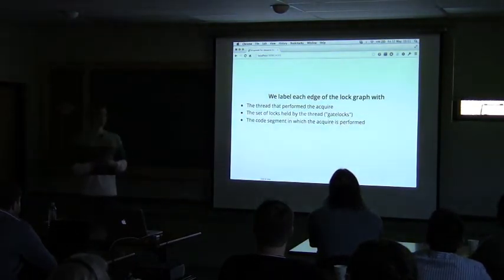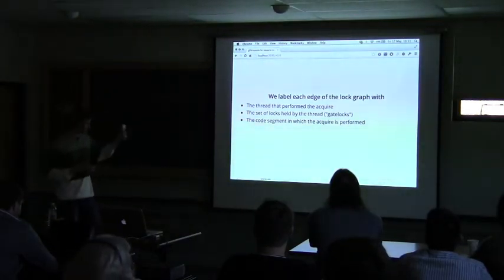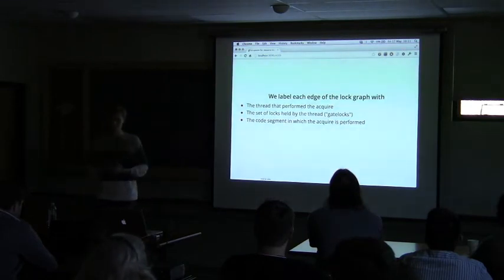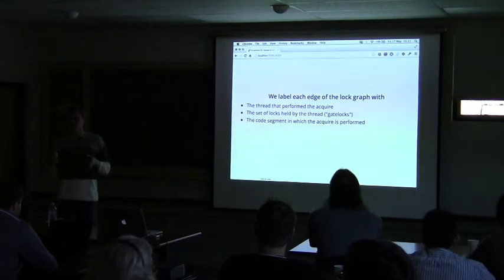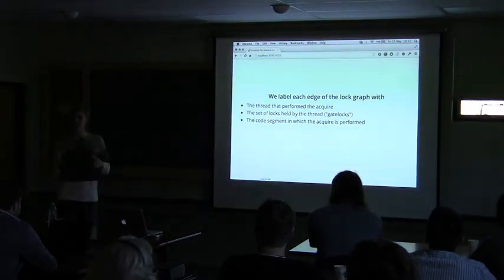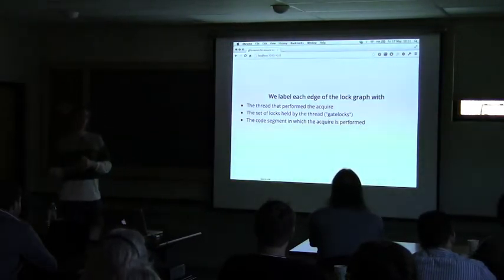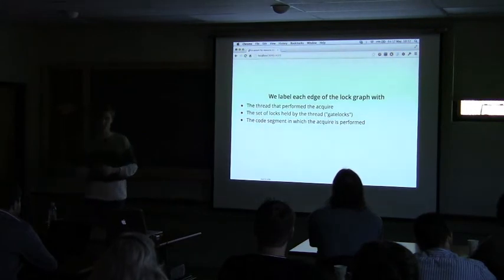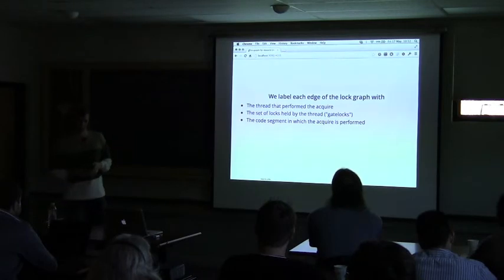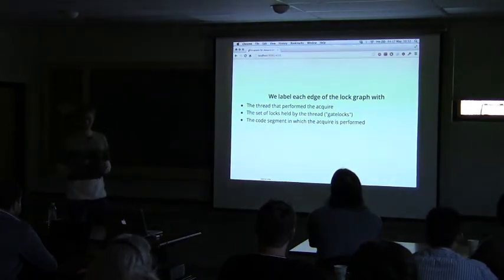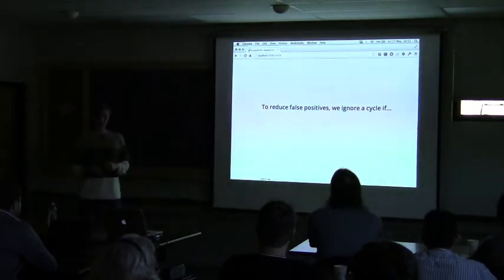And we label each edge of the lock graph. Each edge represents an acquire, like I said earlier. So we label each edge of the lock graph with the thread that performed that acquire, and also the set of locks that are held by the thread at that time. We'll call this gate locks. I'll be referring to it like that later. And also the code segment in which the thread performs the acquire. So these are the three main pieces of information that we label the edges with. And then we find all the cycles using a fancy algorithm, not so fancy actually.